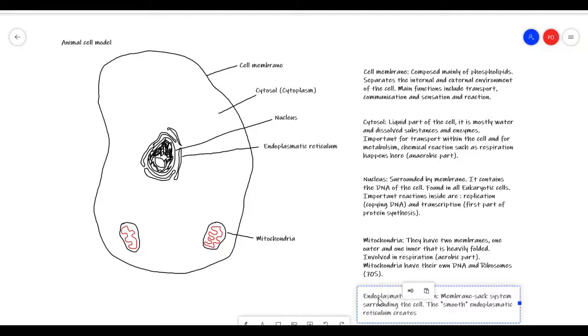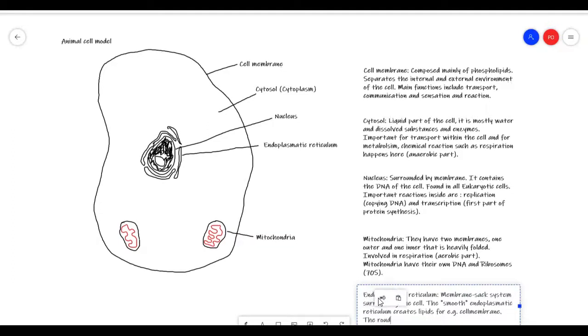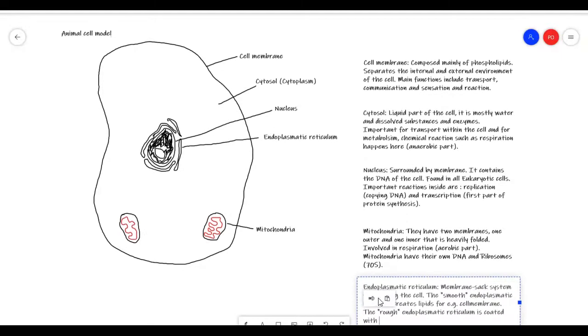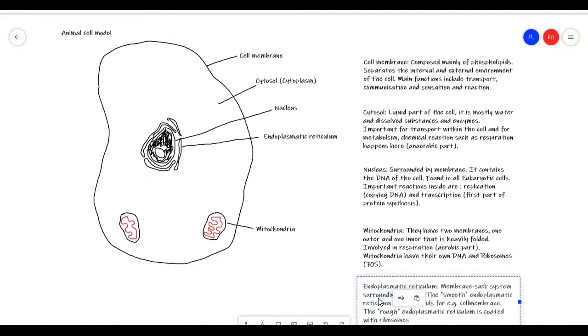Creates lipids for, e.g., the cell membrane. The rough endoplasmic reticulum is bound or coated with ribosomes and is involved in protein synthesis.